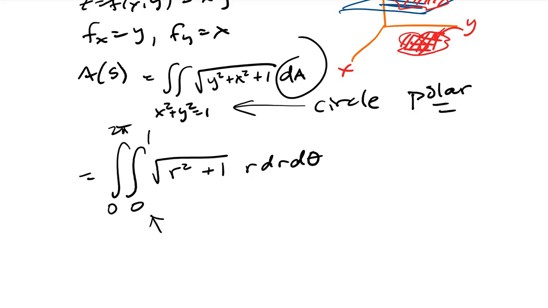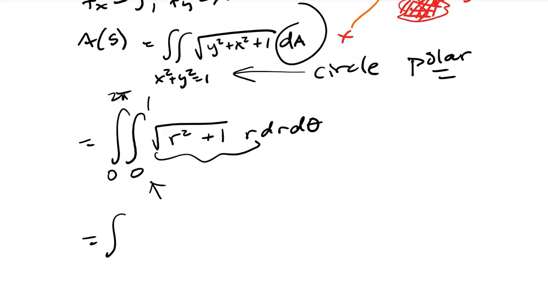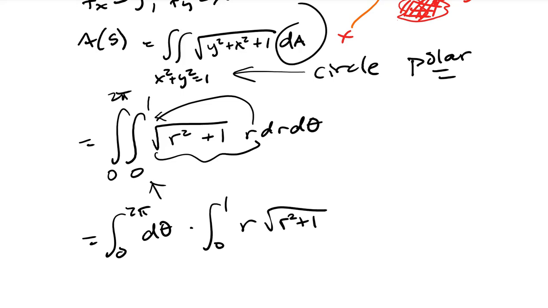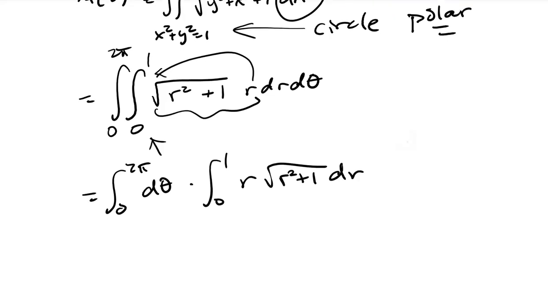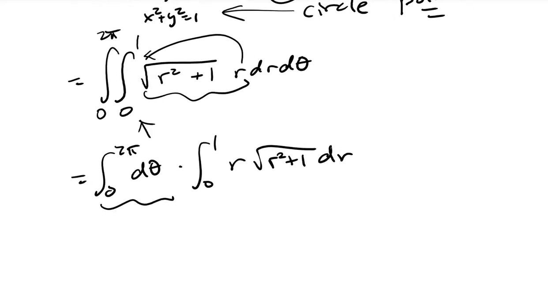So at this point, since there's no theta in the limits of integration, and there's no theta in the integrand, then I can pull my theta out and separate it. This is 0 to 2 pi d theta times integral 0 to 1. And now I'm going to go ahead and put this r in front, r square root of r squared plus 1 dr. And then this here, it just becomes theta from 0 to 2 pi. So this just becomes 2 pi times.